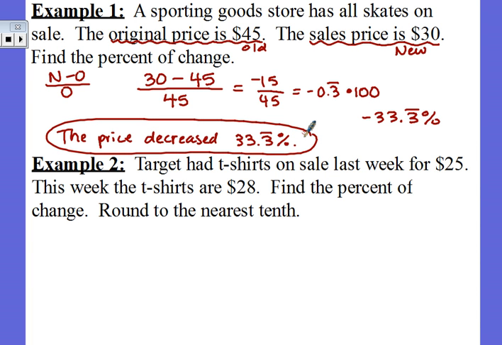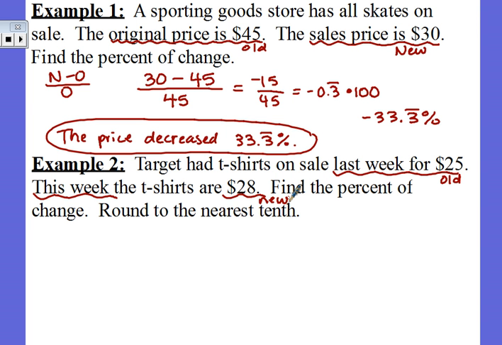All right, so example 2. Target had t-shirts on sale last week for $25. This week the t-shirts are $28. Find the percent of change, round to the nearest tenth. Okay, so when we're reading this, it says last week they were $25. So that means this has to be old because last week is older than this week. And then this week they're $28. That has to be new because this week is newer than last week.